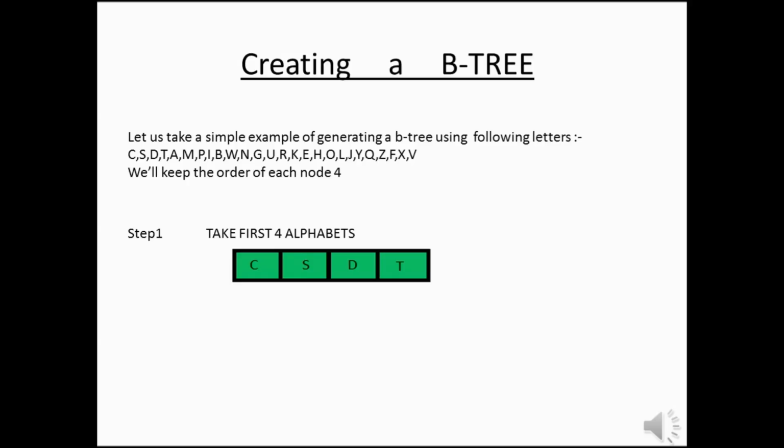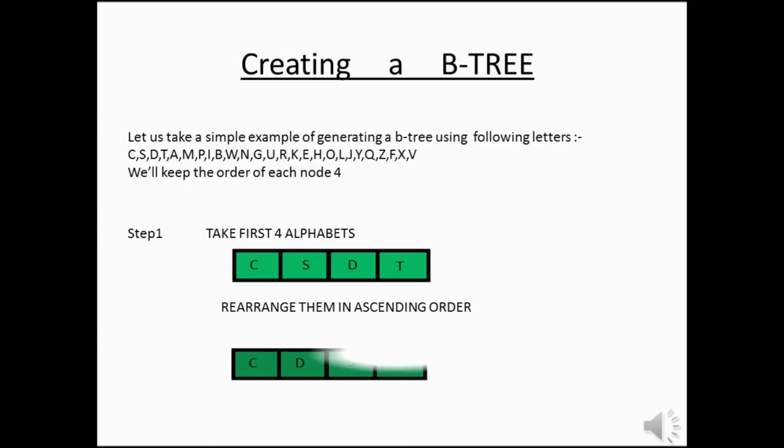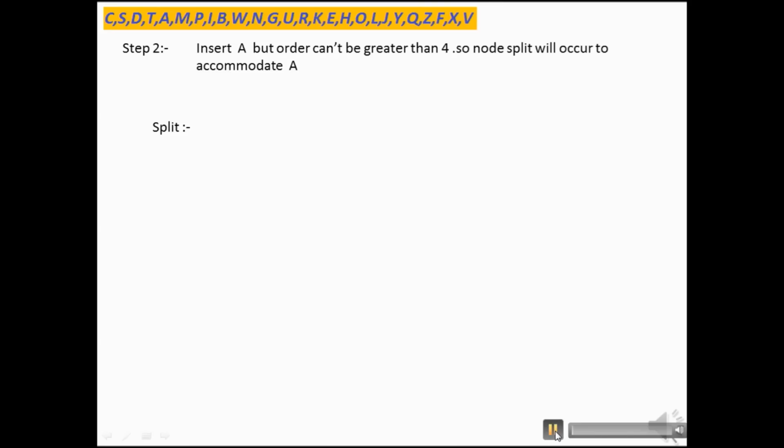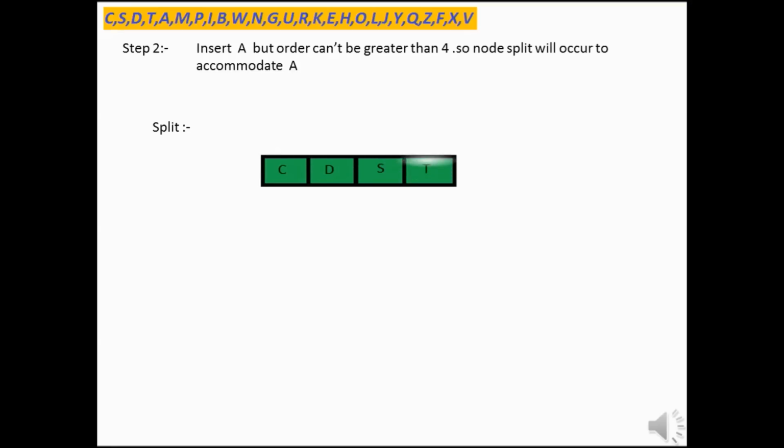Then we have to rearrange these letters in ascending order. So we'll get C, D, S and T. Now the first step is over. Let's come to the insertion of A. See, the order is 4, so there is no space left in the node to accommodate A. Hence, there is a requirement for a split.